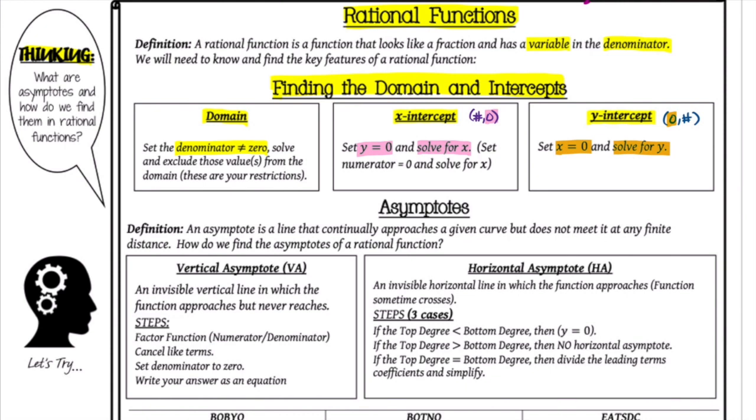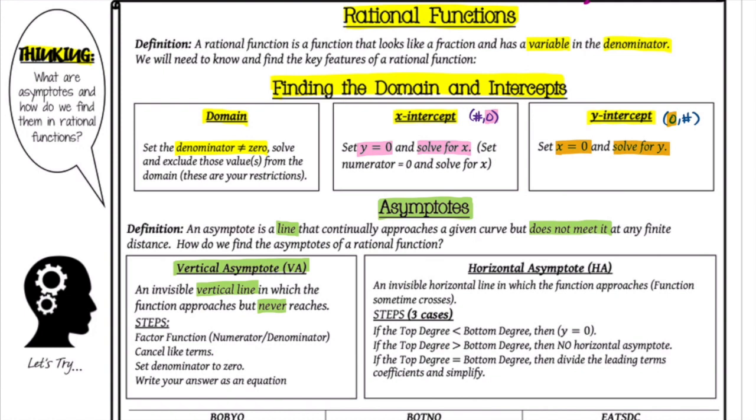asymptotes. Asymptotes are walls. An asymptote is a line that continually approaches a given curve but does not meet it at any finite distance. How do we find asymptotes of rational functions? There are two types of asymptotes. Vertical asymptotes are an invisible vertical line which the function approaches but never reaches. So it will never cross these vertical asymptotes.